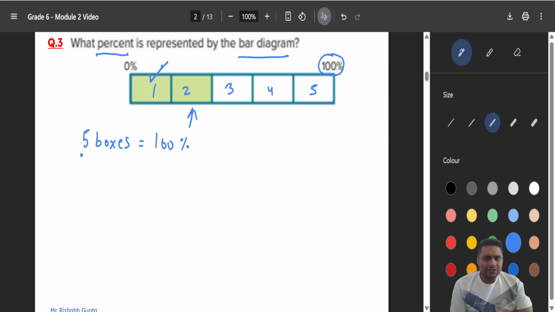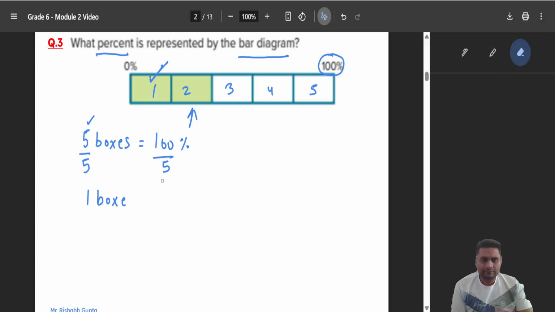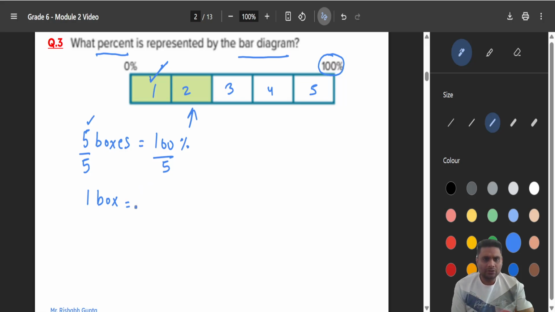Just divide both sides by 5. Just divide both sides by this number 5 here. Divide by 5, divide by 5. 5 divided by 5 is 1. So I get one box here. So one box will be equal to 100 divided by 5, 20%. That is, here I got one box is equal to how many percent? 20%.